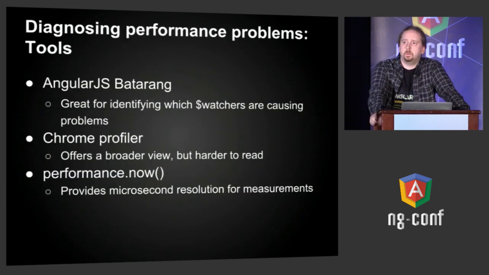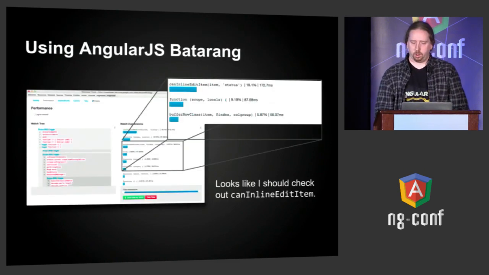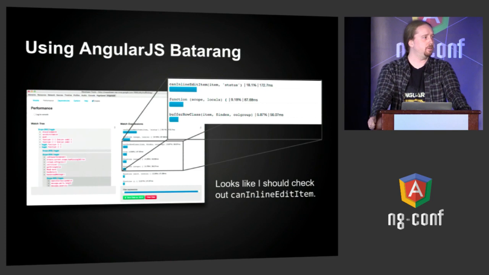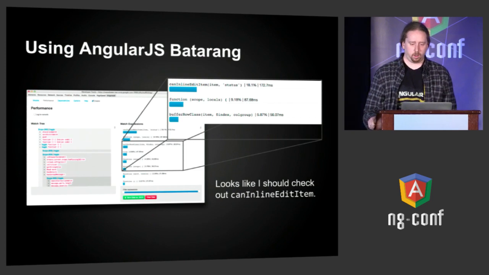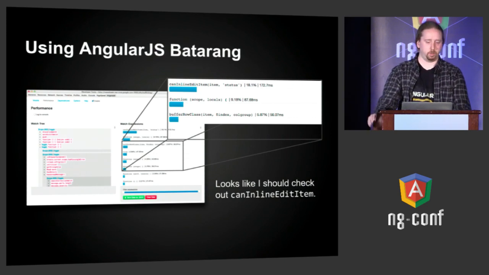All right, so that's all well and good, but how do you know if your app has got problems? There are tools that you can use. So I'll walk you through these. Batarang is a Chrome extension that adds a little tab onto the Chrome DevTools, and you just turn it on, and it'll start watching your digest cycles and telling you which expressions are taking up the most time. It's quite informative. Really good place to start.